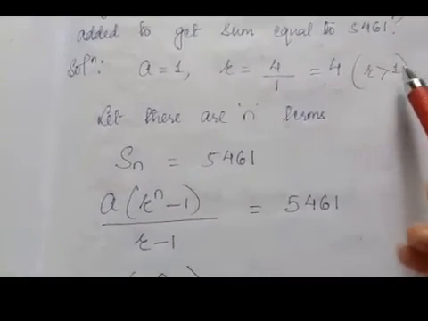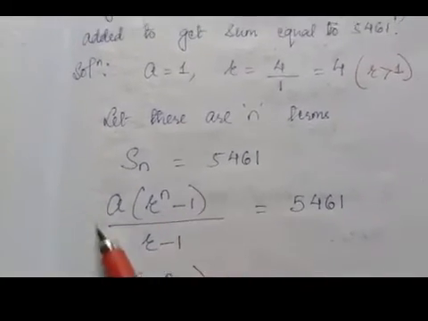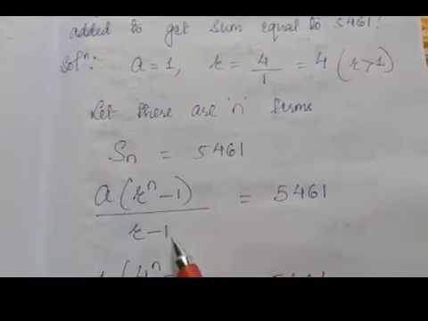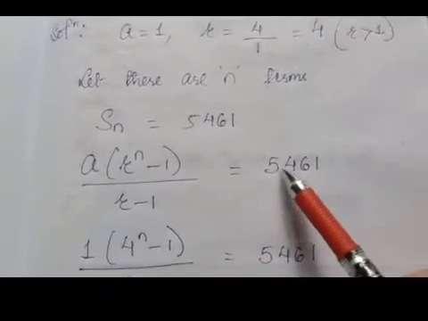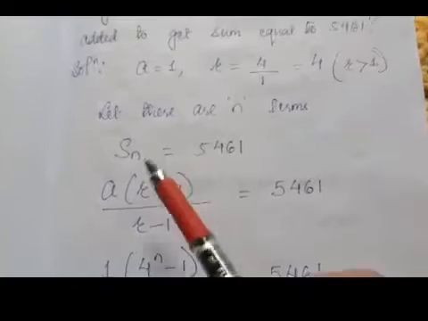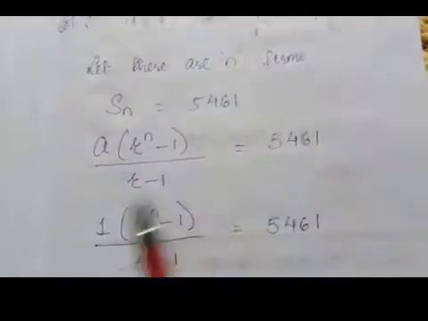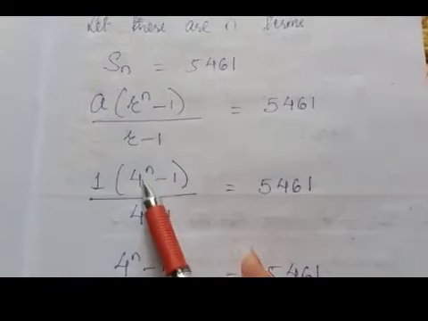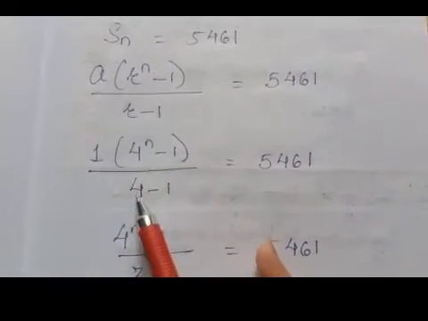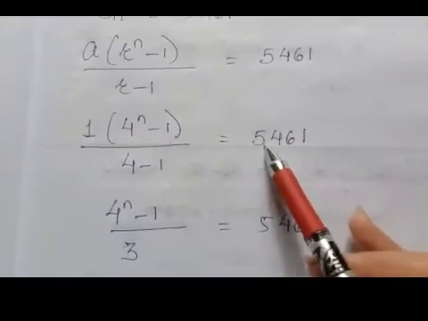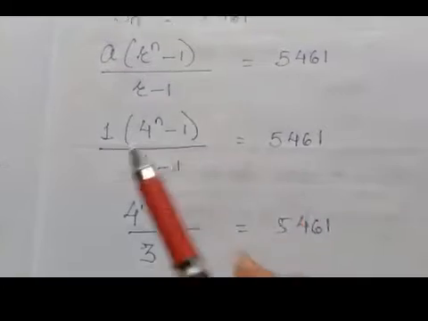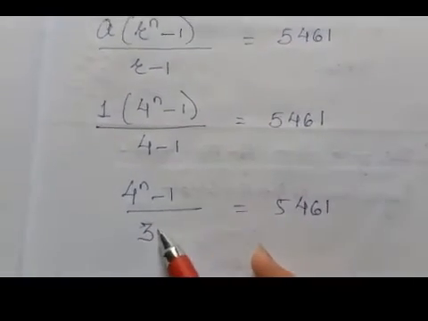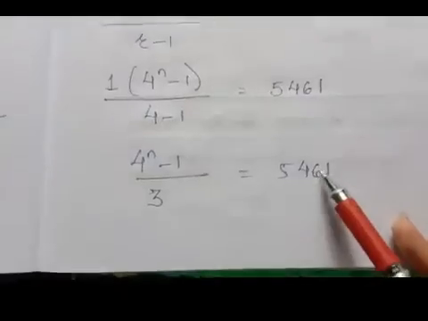Since the value of r is greater than 1, we have to use this formula: a(r^n − 1) by (r − 1) is equal to 5461. A is 1, r is 4. So in place of a, write 1. r is 4, so (4^n − 1) divided by (4 − 1) is equal to 5461. So (4^n − 1) divided by 3 is equal to 5461.